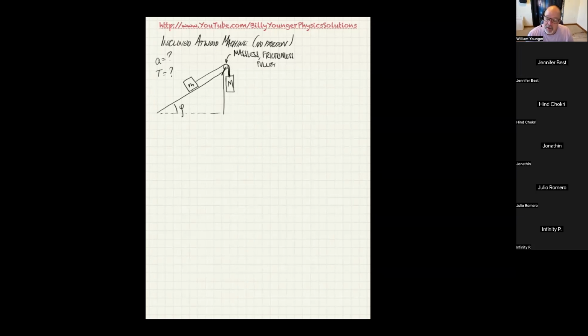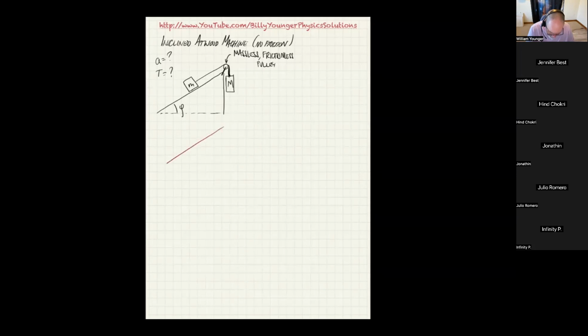But it would also be, in addition to that, responsible for overcoming the friction between the pulley and the axle, and also for accelerating the pulley, which has a mass. So when the pulley is massless and frictionless, we don't have to deal with that. I'm going to start by drawing a free body diagram for little m.